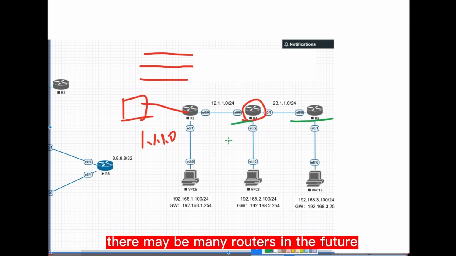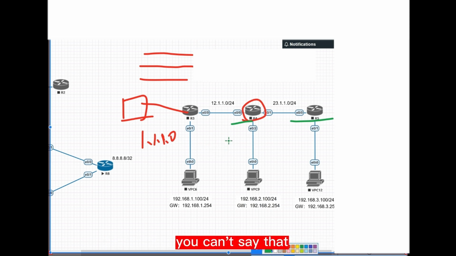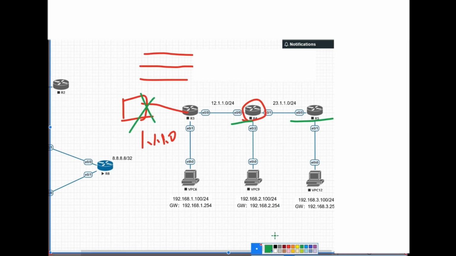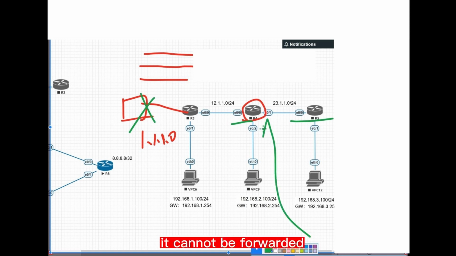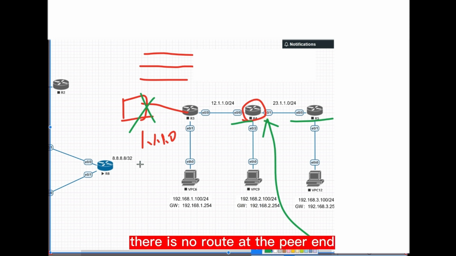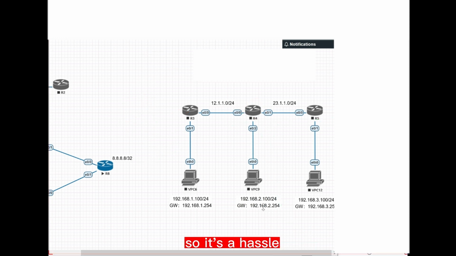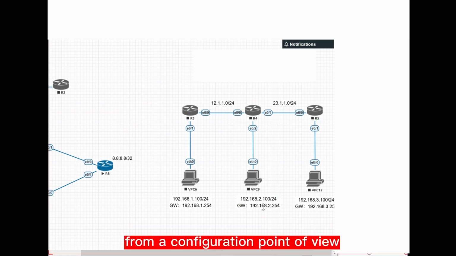There may be many routers in the future. You can't just say that this network segment doesn't exist anymore. The static route is still there, so if a piece of data arrives, it cannot be forwarded, because there is no route at the peer end. You have to cancel it. So it's a hassle. This is cumbersome from a configuration point of view.